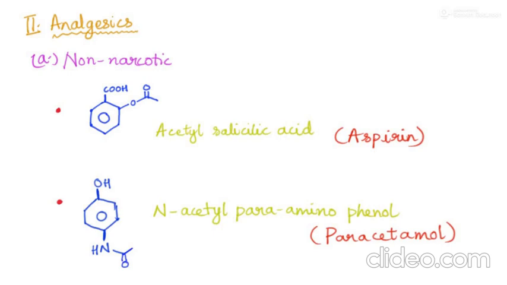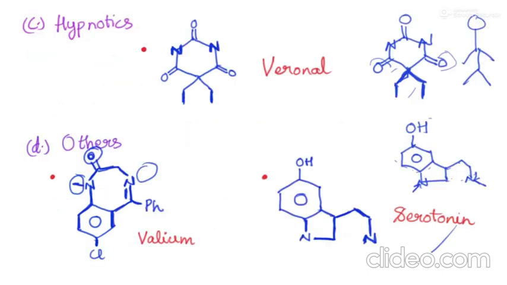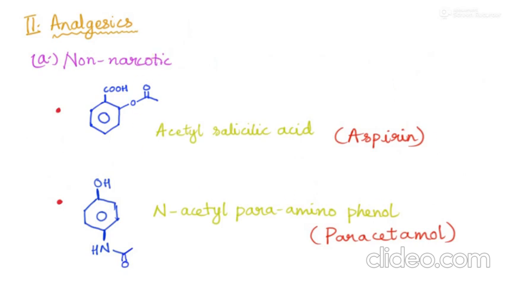Hello friends, let's continue with the structures in chemistry in everyday life. In the last video, I stopped at tranquilizers. Now let's continue with analgesics. Here we have two types of analgesics, non-narcotic analgesics and narcotic analgesics.